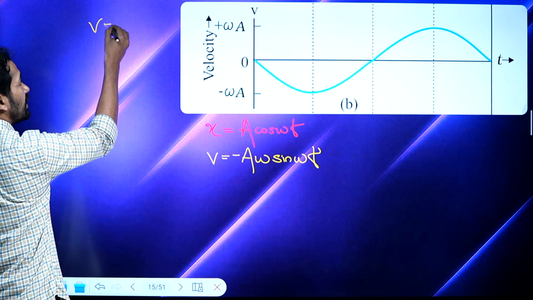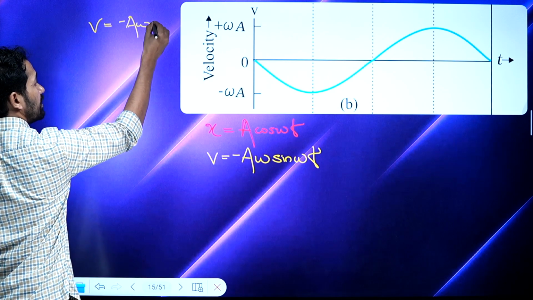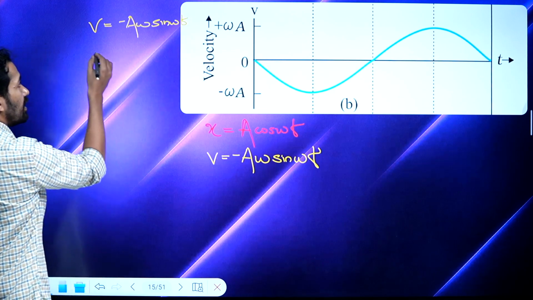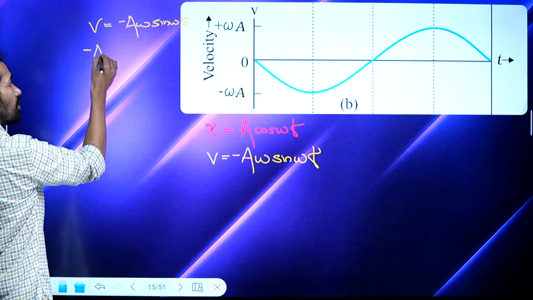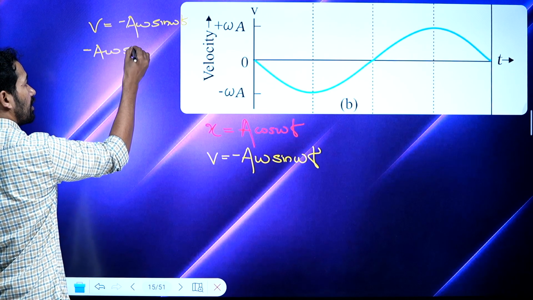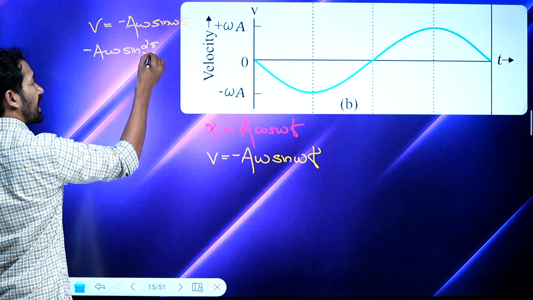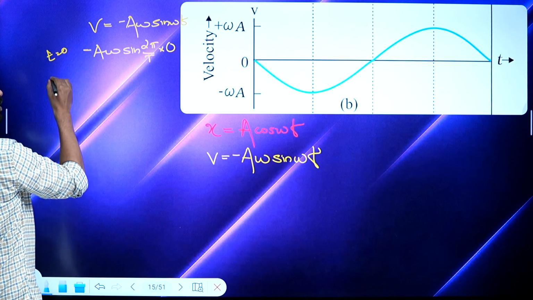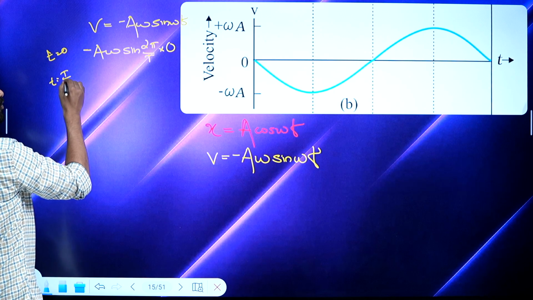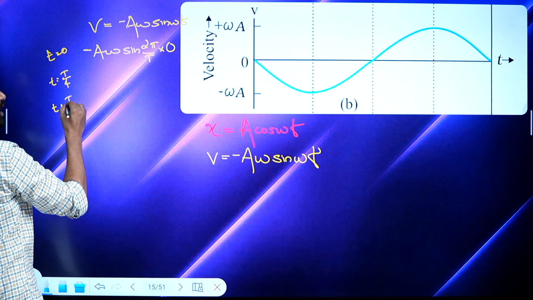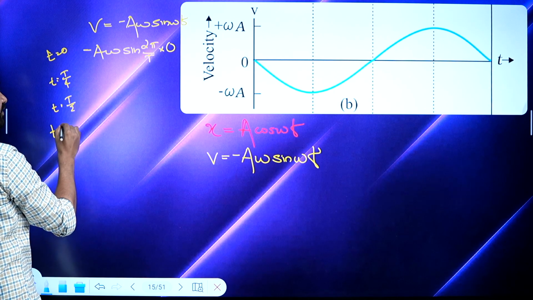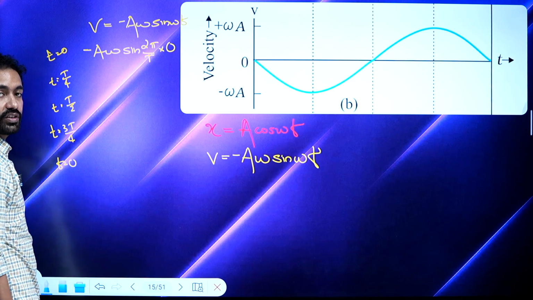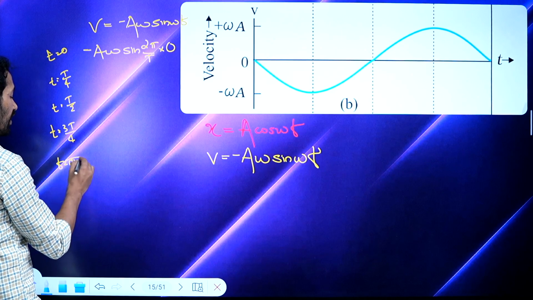So your equation is v is equal to minus a omega sin omega t. So at time t is equal to 0, minus a omega sin 2 pi by capital T into 0. So this is at time t is equal to 0. Now at time t is equal to T by 4, then at time t is equal to T by 2, and then at time t is equal to 3T by 4, and last one at time t is equal to 1 time period.